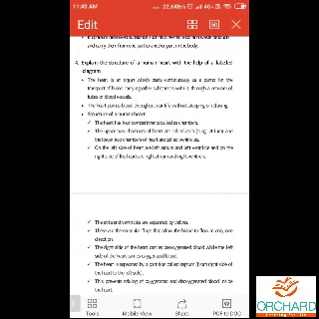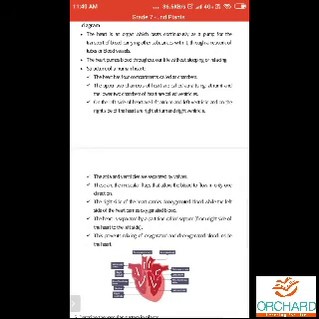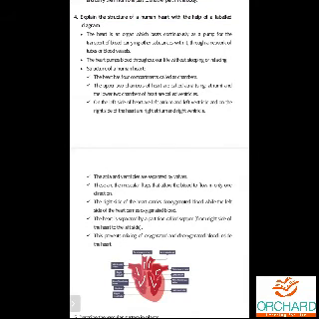The structure of a human heart. The heart has four compartments called chambers. Now, this is a very interesting answer because you are learning about your heart. The upper two chambers of the heart are called atria, singular is atrium. And the lower two chambers of the heart are called ventricles.